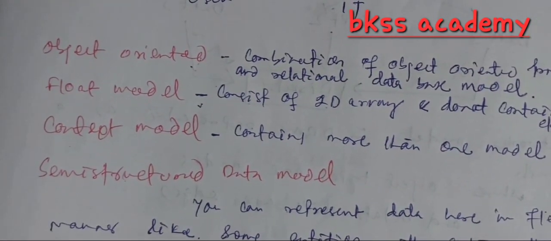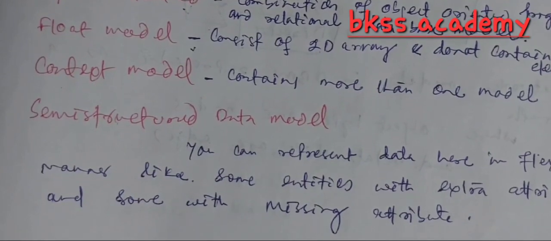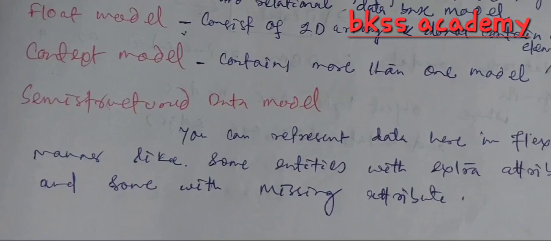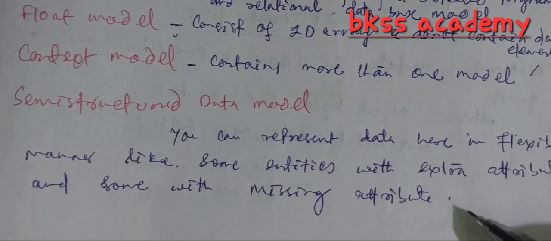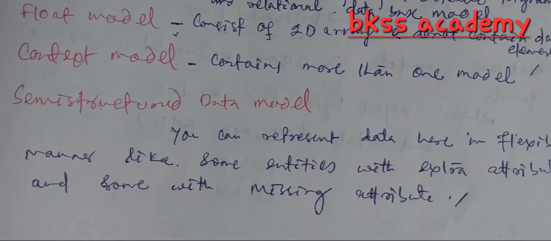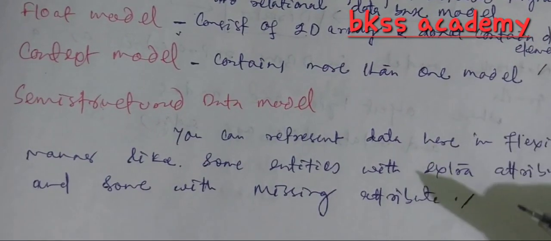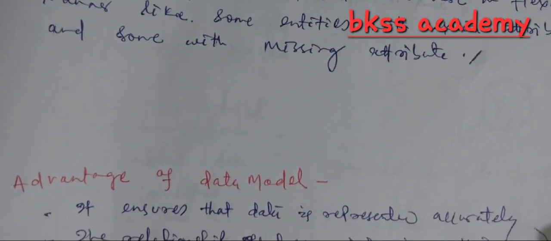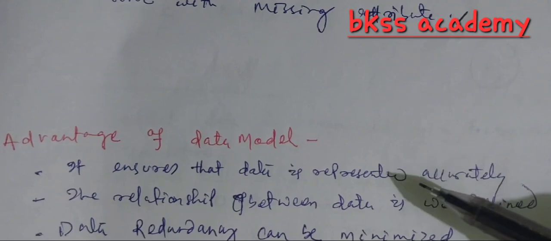Semi-structured data model: you can represent data here in a flexible manner, like some entities with extra attributes and some with missing attributes. Somewhere it has more than its limit of attributes, and somewhere it is missing. The advantage of a data model is that it ensures that data.